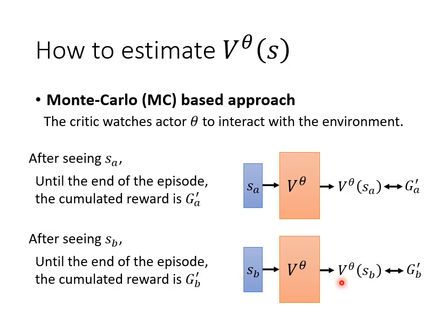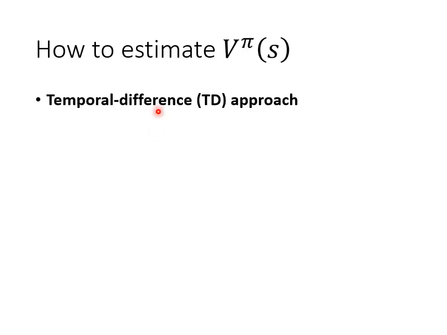The approach is very intuitive. Observing the actor, you will get the cumulated reward. After sampling, you will get training data. Train the value function using these training data directly. Monte Carlo is a very intuitive approach. Next, let's look at another less intuitive approach. This approach is called the temporal difference approach.